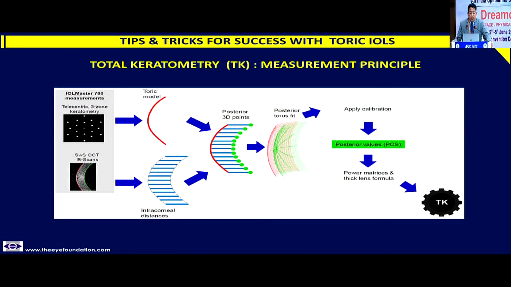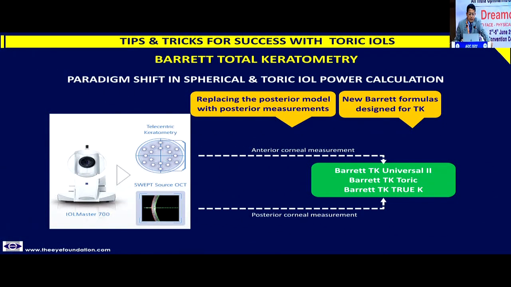Then came the concept of total keratometry. Because of the telecentric keratometry and Swept-source OCT, you are able to exactly measure the thickness of the cornea, and because of this extrapolation, you are able to get an actual curvature measurement of the posterior corneal surface. And you have both the anterior cornea and the posterior cornea, unlike in the original Barrett formula where it was a mathematical assumption. Here you are able to exactly measure the anterior and posterior cornea and arrive at the formula, and that's the reason you have various formulae like the Barrett TK Universal 2, the Barrett TK Toric, Barrett TK True K, etc., where it's not just the keratometry of the anterior cornea, but both the anterior and the posterior cornea are taken into consideration.